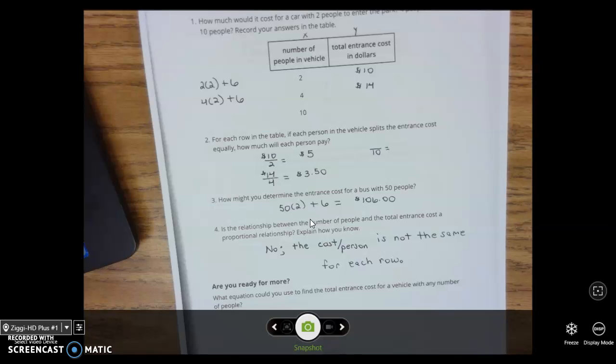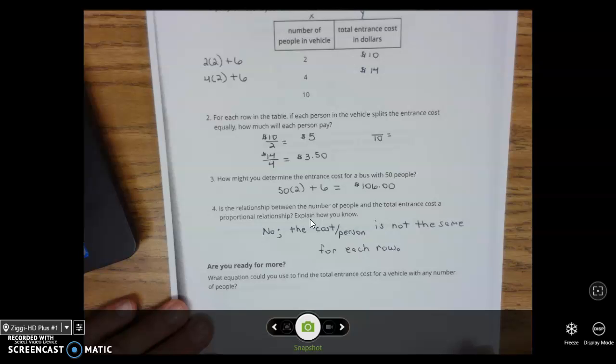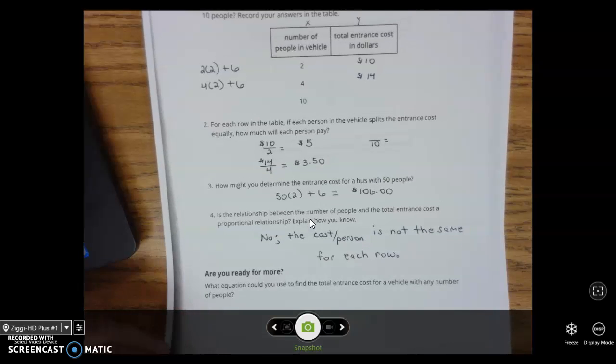Right, and the cost per person is our COP, the constant of proportionality. Okay, let's go on to running laps, 7-3.